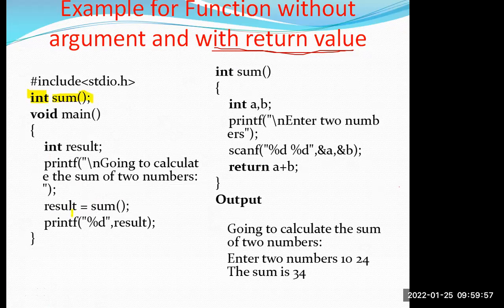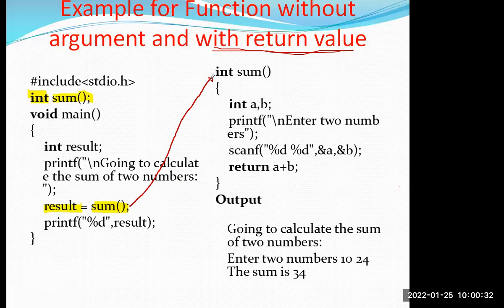In this case, int result. Result is the integer type. Print "calculate the sum of two numbers", that will be displayed on the screen. Result equal to, result is an integer type. Here you have defined result equal to calling the sum. When we call by the function name, sum, it simply moves to here.